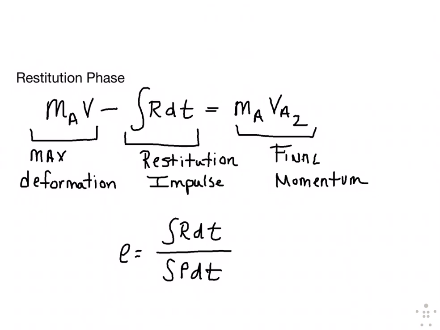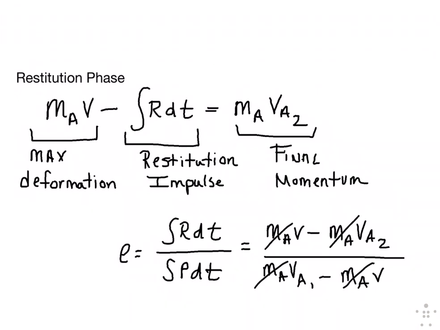And then we'll do this whole thing again for particle B, and then we can combine the two into one coefficient of restitution equation. So if we plug in these equations, you can see here that the restitution impulse is m_A v minus m_A v_A2, and the deformation impulse is m_A v_A1 minus m_A v. So we can cancel out all of the masses, and we'll end up with an equation of v minus v_A2 divided by v_A1 minus v.